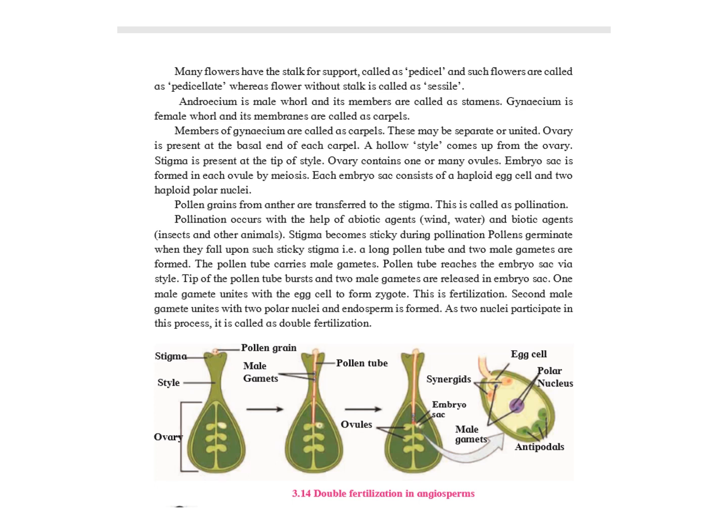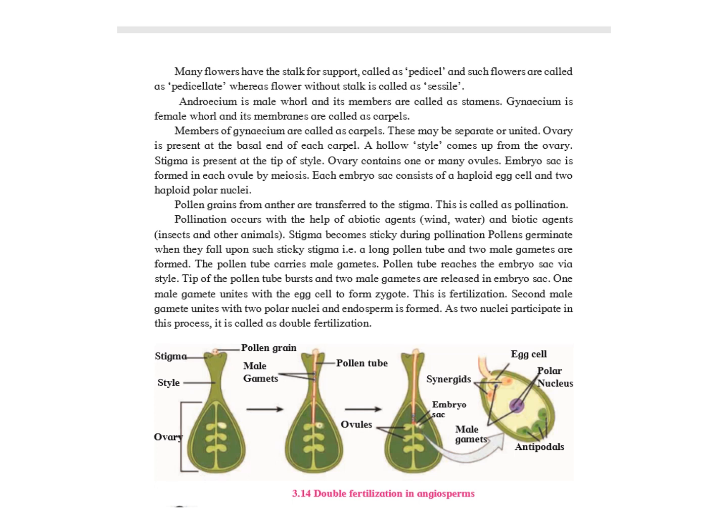In sexual reproduction of plants, pollination is a very major step. During pollination, the pollen grains from the anther are transferred to the stigma. Pollination occurs with the help of abiotic agents like wind and water, and biotic agents like insects and other animals. During pollination, the stigma becomes sticky.